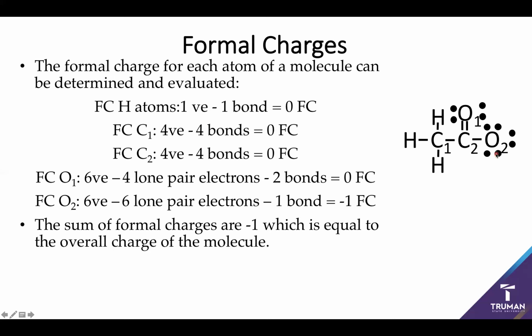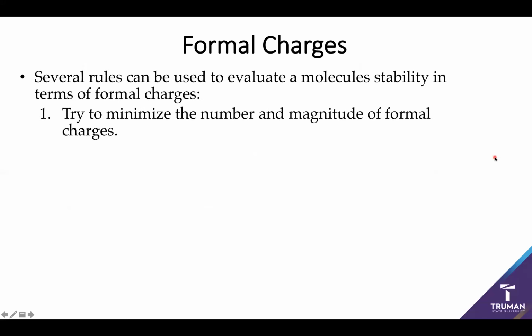But is that -1 formal charge in the most stable place? For this, we can use some rules for evaluating stability using formal charges. The first thing we want to do is try to minimize the number and magnitude of formal charges. In our last structure, we only had one atom with a formal charge, a -1 formal charge. So we're doing pretty good.